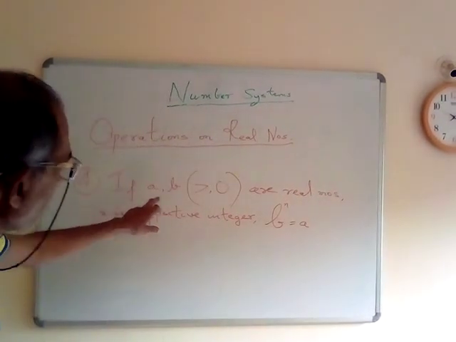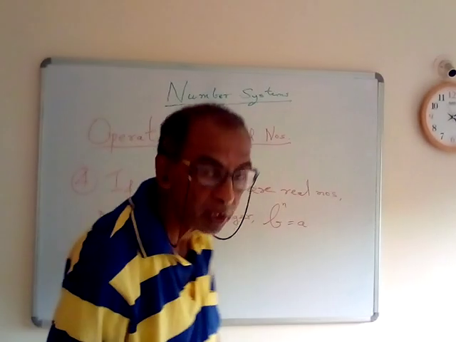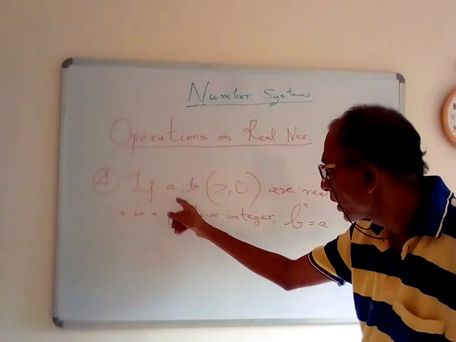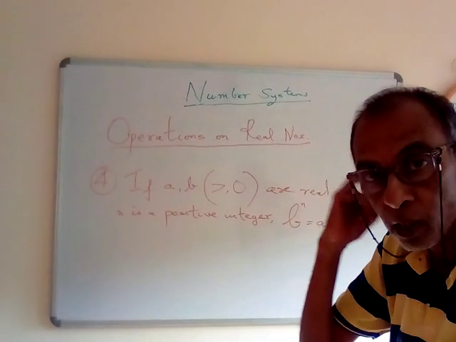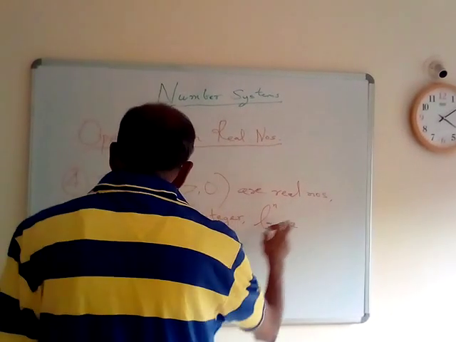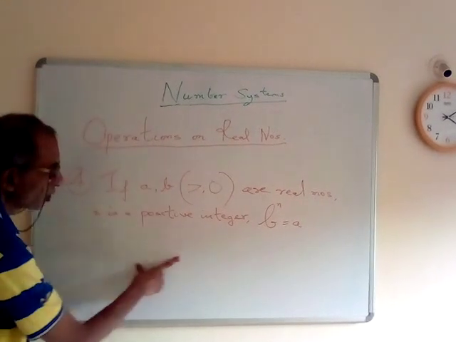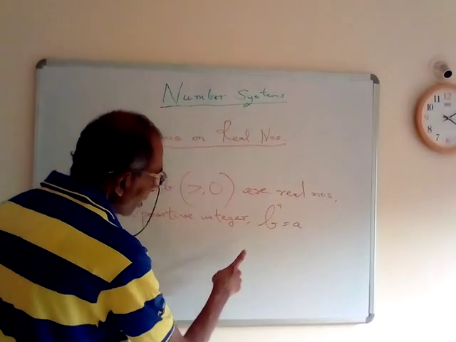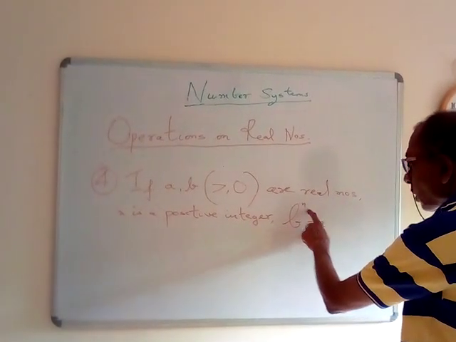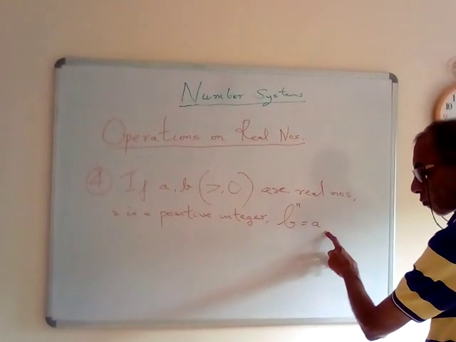So if a, b greater than 0 are real numbers. Here in this case, a and b are real numbers and they are greater than 0. So a is greater than 0 and b is also. So they are positive real numbers, and n is a positive integer. So this n is also greater than 0. It is a positive integer, not a negative. Then b is raised to this n, and that is equal to a.